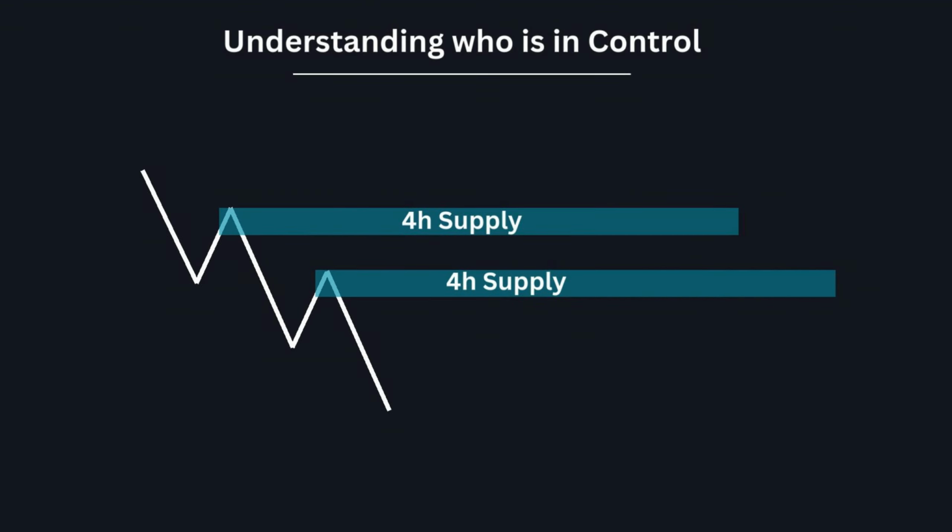Now look at this example. This is a 4-hour structure. And we can clearly see that the market is in a downtrend, so supply is in control here. Even though we have a short-term uptrend here, as long as we stay below the 4-hour supply zone, we have overall a downtrend.